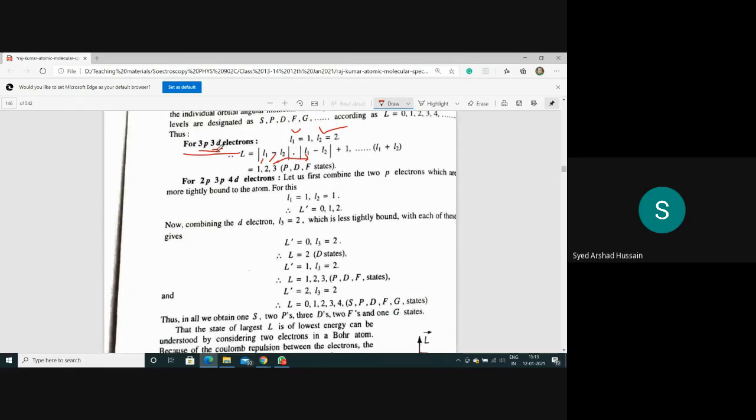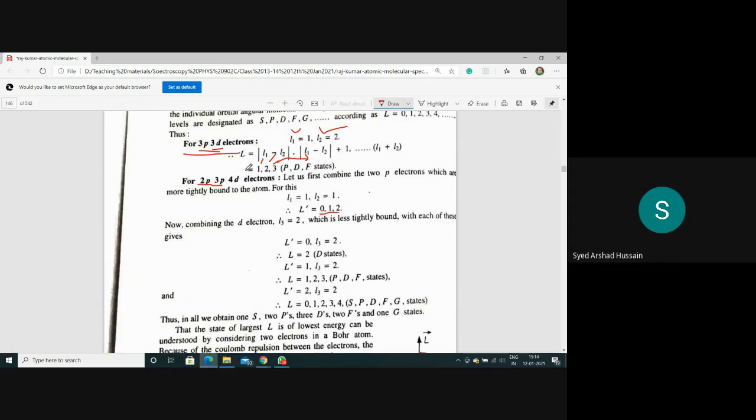Similarly, if there are more than 2 electrons, then first you have to calculate for 2 electrons, for example 2p, 3p, 4d. So l1 is equal to 1, l2 is equal to 1 because both are p electrons, then l3 is 2. So what you have to do for 1, 1, that means 2 and 0. No, sorry, 2, 1, 0, because 1 plus 1 is 2, then 1 minus 1 is 0, and in between 1 plus 1 minus 1 is 1. So for these two 2p electrons, the resultant L is equal to 0, 1, 2.